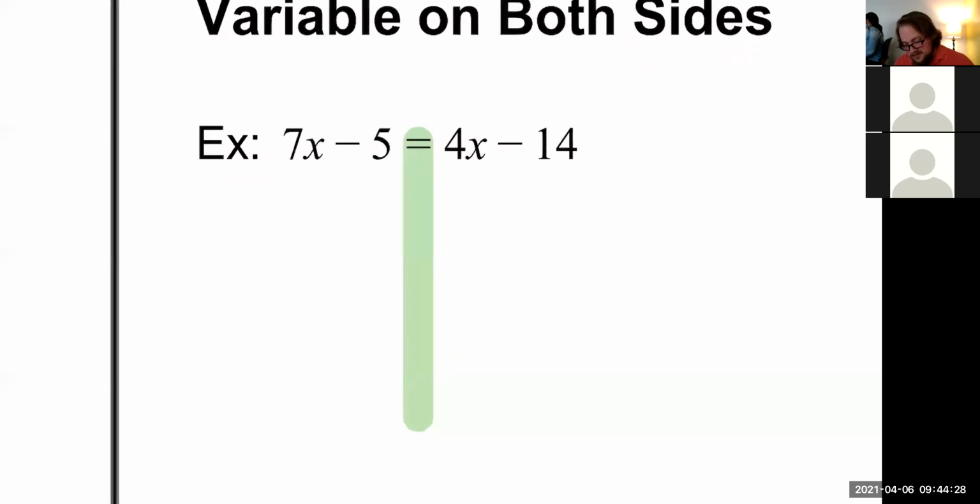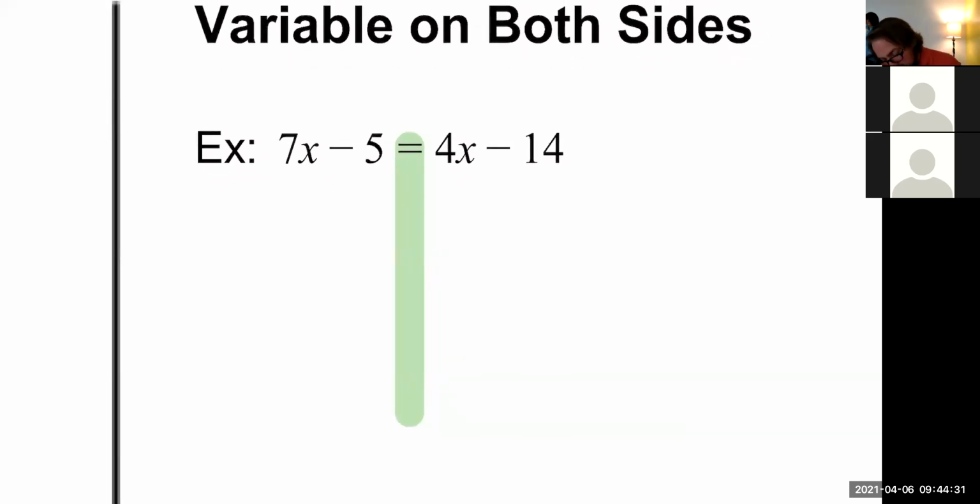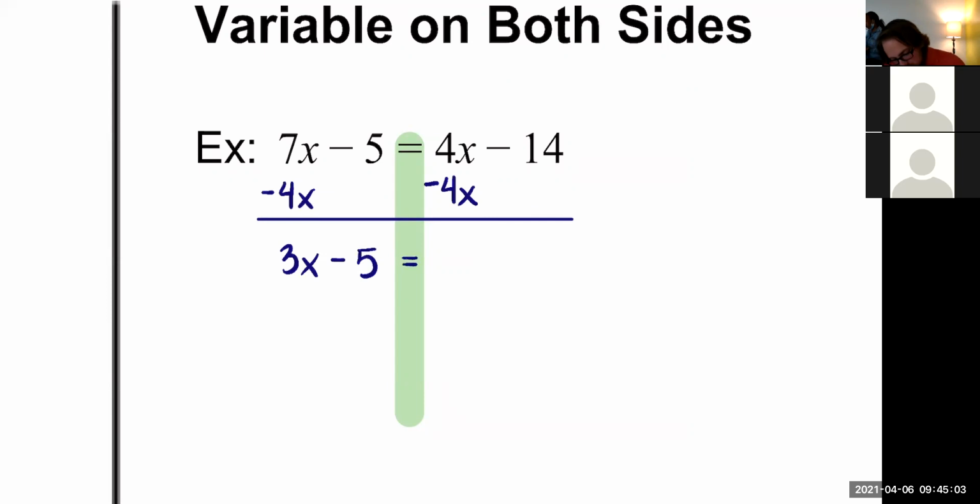But how would I move that 4x? If I want it to disappear from the right-hand side, I'd have to do the opposite. So I would have to subtract the 4x. But whatever I do to one side, I have to match it on the opposite side as well. And notice I went ahead and lined it up with that 7x that we're hopefully itching to combine it with, because those are going to be the pieces that can combine. So on the left, 7x take away 4x gives me 3x. Drop down my -5. Drop down my equal sign. 4x take away 4x is 0, so it's gone. Drop down my -14.